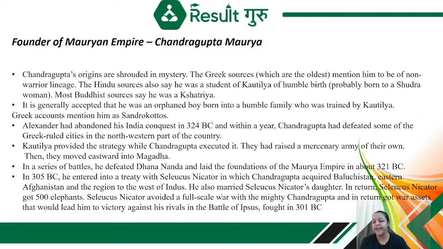Now, Greek accounts also mention him as Sandrokotos. They mention him as Sandrokotos. Alexander had abandoned his Indian conquest in 324 BC, and within a year, Chandragupta had defeated some of the Greek ruled cities in the northwestern part of the country. As soon as Alexander had abandoned his Indian conquest, that did not mean that the Greeks had not established empires here. They had. Seleucus Nicator was one of them.